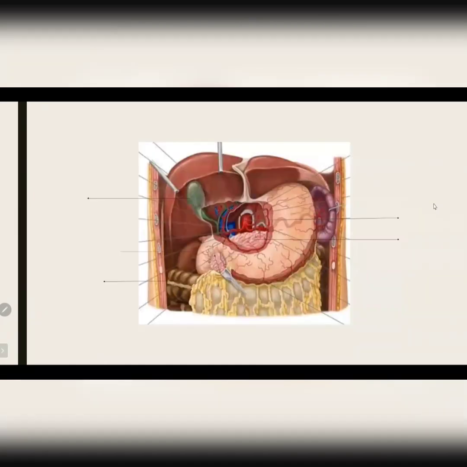To learn these relations, you just need to have an idea about the position of the intra-abdominal organs. The stomach, which will lead to the first part of the duodenum as well. Yes. What is this organ? Any guesses? Pancreas. Yes, very good. The pancreas. Good.